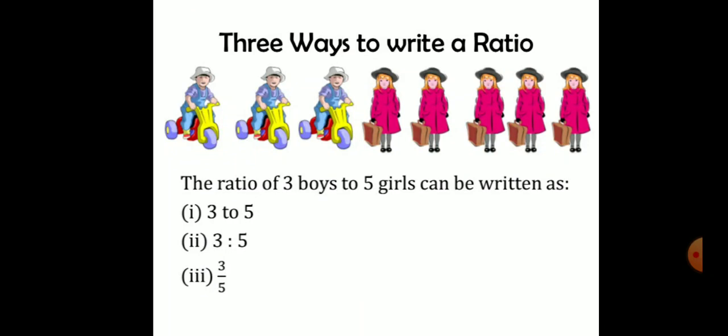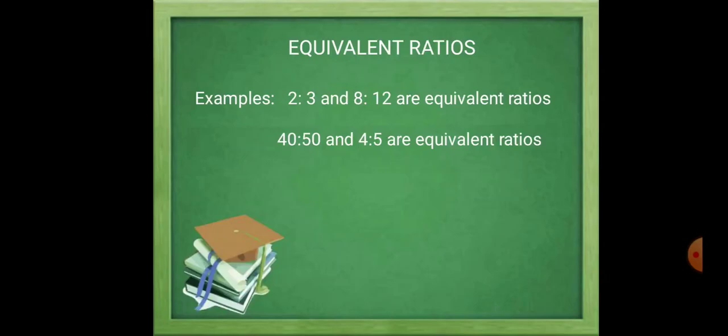Next we can see the topic equivalent ratios. An equivalent ratio is obtained by either multiplying each term of a ratio by the same non-zero number, or dividing each term of the ratio by a non-zero number. Then we get a ratio equivalent to the given one. Let us take the ratio 2:3. You can multiply both the numbers by the same number, so 2 into 4 and 3 into 4, which will give you 8:12. Here you can say 2:3 and 8:12 are equivalent ratios. We have multiplied both the terms by the same number.